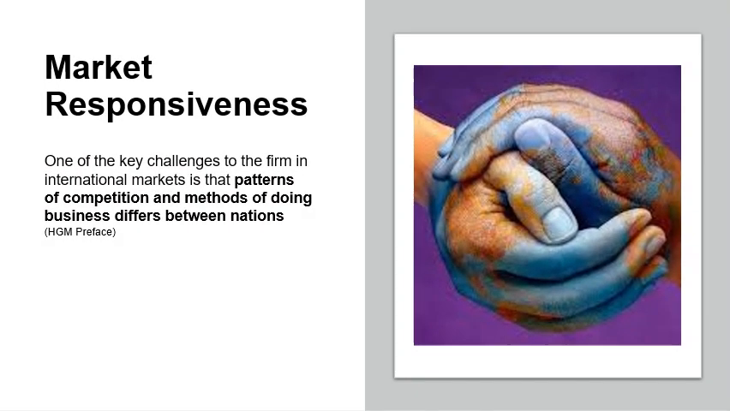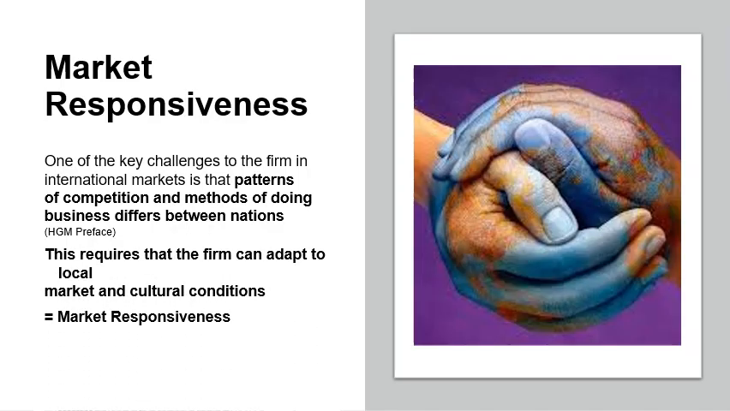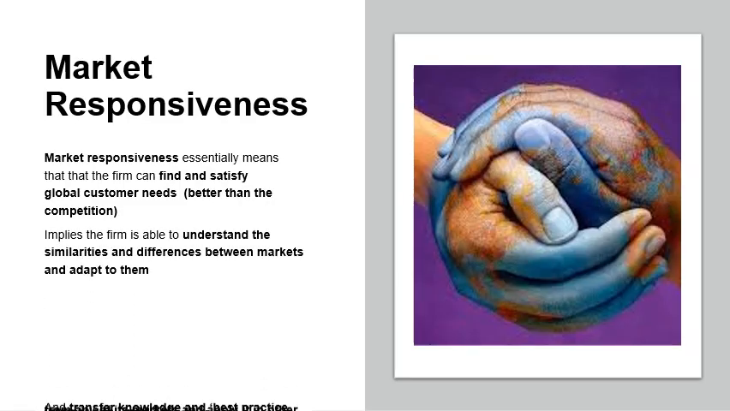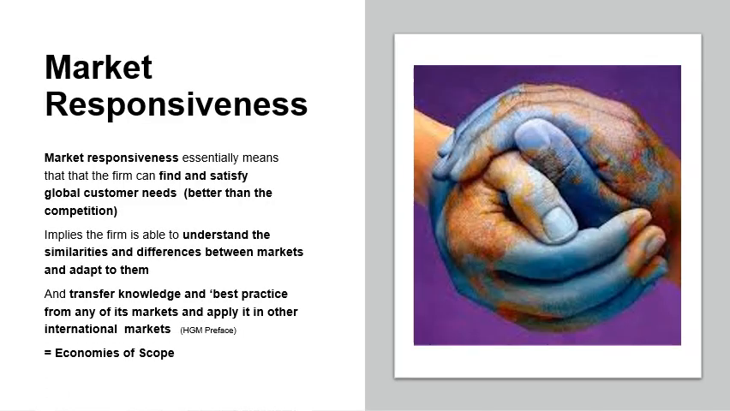And market responsiveness means understanding the similarities and dissimilarities of the factors. Crucially, it involves transferring knowledge and practices successfully from one country to another. Sometimes it is called market responsiveness. It can be a factor in economies of scale, which means understanding the difference between markets, and, by transferring successful knowledge and practices from one country to another, creating what we call economies of scope.